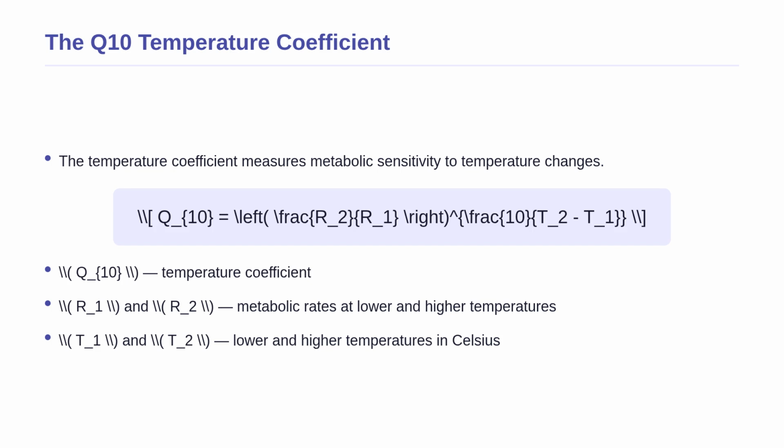Q10 is the coefficient itself. R1 is the metabolic rate at the lower temperature, T1. R2 is the metabolic rate at the higher temperature, T2. If Q10 equals exactly 2, it means the organism's metabolic rate doubles for every 10-degree increase. The exponent mathematically adjusts the ratio of the rates to standardize it to a perfect 10-degree window, no matter what the actual temperature difference is.